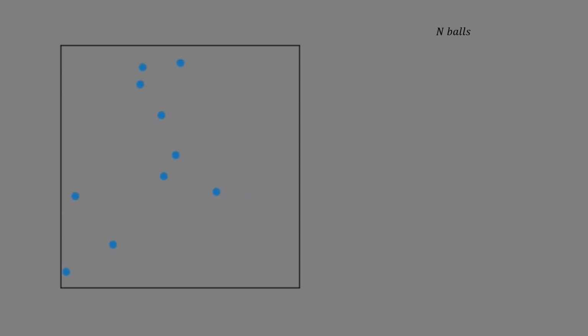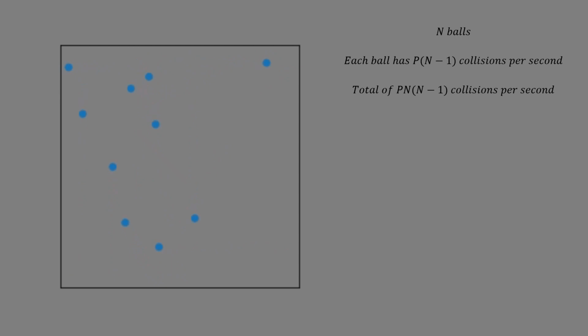other n-1 balls. So each ball collides with p times n-1 balls on average per second. And there are n balls, so there'll be p times n times (n-1) collisions per second. Technically, we're double counting here, since ball 1 colliding with ball 2 is the same as ball 2 colliding with ball 1. So the actual formula should be p over 2 times n times (n-1).